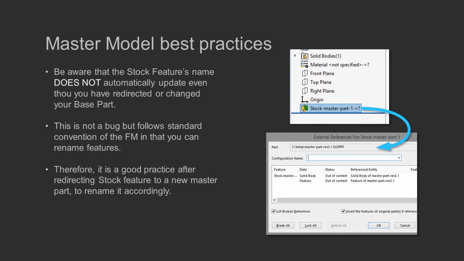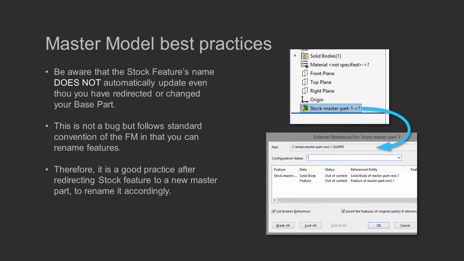If you do decide to do a pull method, that is where in the derived part you edit the stock feature and repoint it at another master model, just be aware that if you regenerate, the actual stock name is not going to change. Now this is by design because SolidWorks allows you to rename any feature in your feature manager, and the stock master part is just another feature.